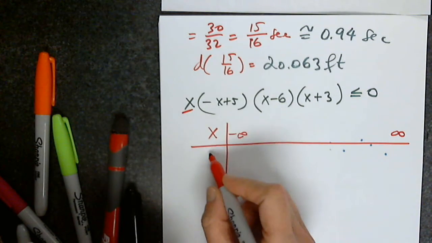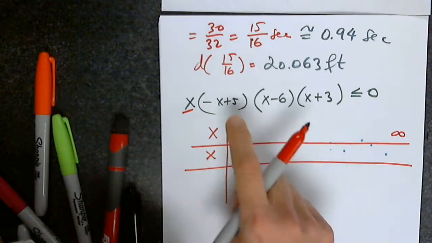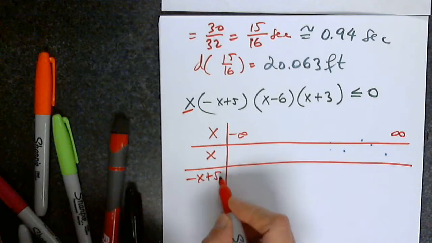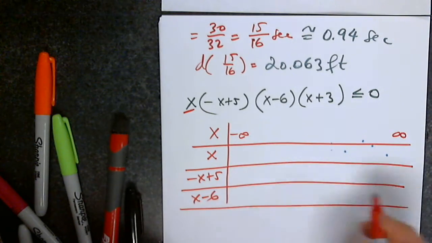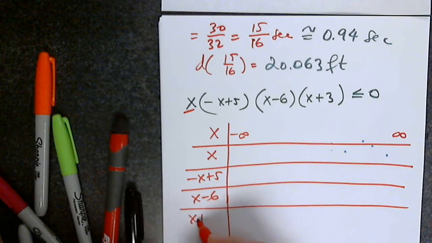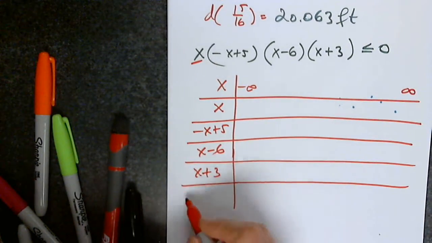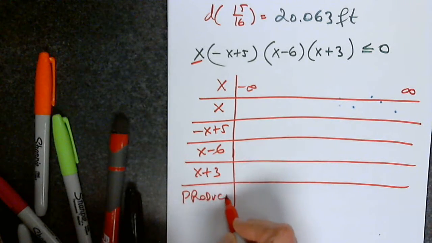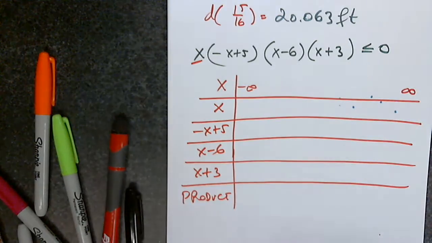Okay, here's the first factor right here. Here's the second factor. Here's the third. Here's the fourth. And of course, I always run out of room. I'm just going to say product, and you know it's the whole thing. But I don't have enough room to put all those 4 factors in there.